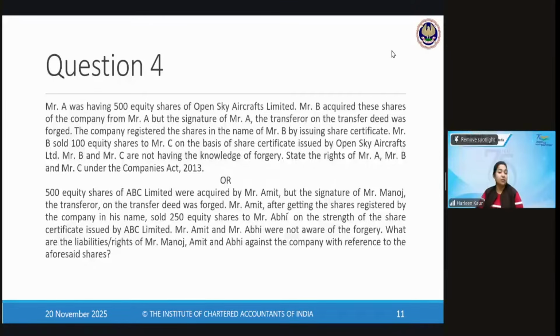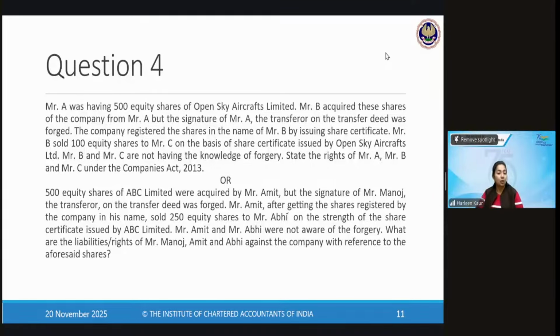Tell the rights of Mr. B, C, and A. However, 500 shares were acquired by Mr. Amit and the signature of Mr. Manoj, the transferor, was forged. Amit got the shares registered and sold 250 shares to Mr. Abhi on the strength of the share certificate issued by ABC.